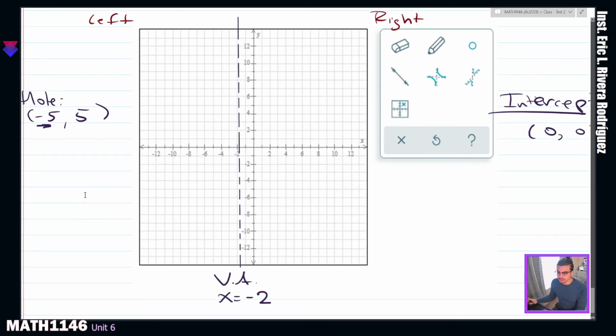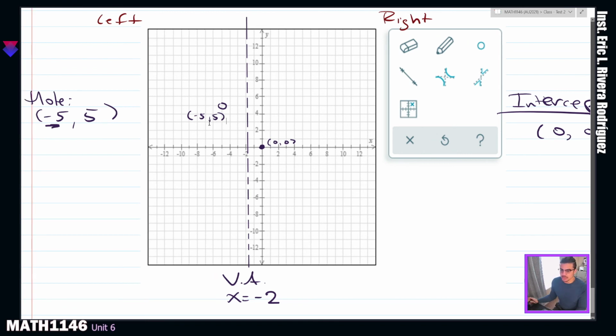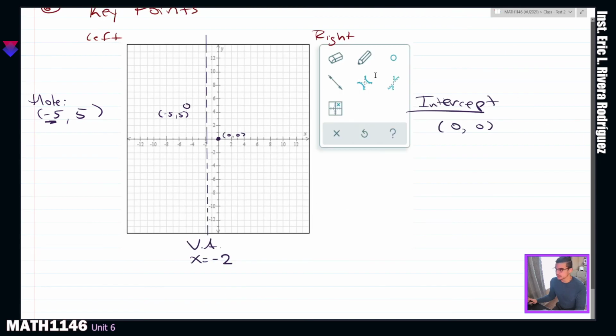Okay. So let me put those points here to know what we have so far. So (0, 0), and then for the hole, (-5, 5), so an open circle here. All right. So that means that we need to find one more point on the left side and one more point on the right side.